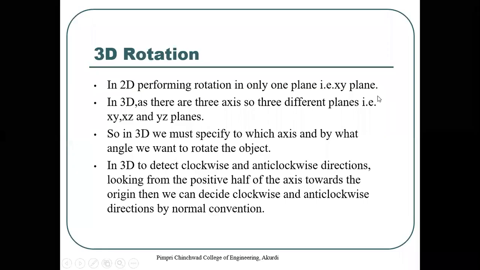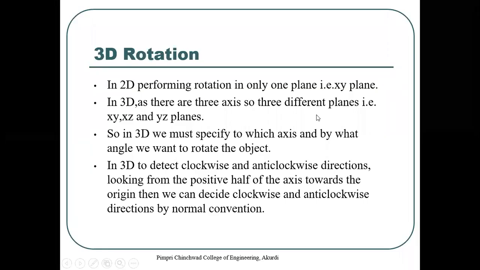The rotation in 3D is slightly different than the 2D rotation. In 2D, we perform rotation in only one plane, that is with respect to the xy plane. In the xy plane, we can rotate a point or object either in the clockwise or anti-clockwise direction. But in case of 3D, as there are three axes, we have to consider three different planes, that is xy, xz and yz planes.